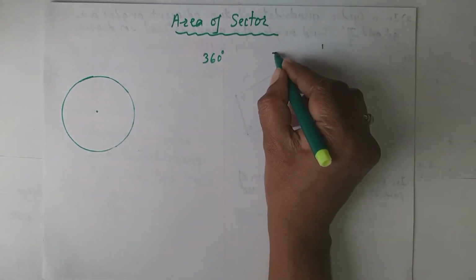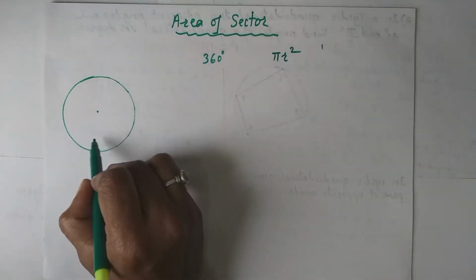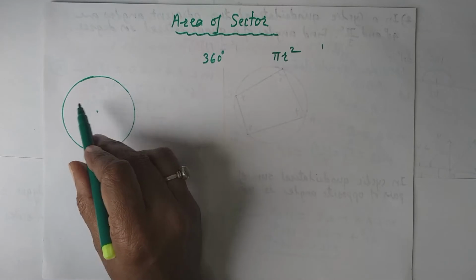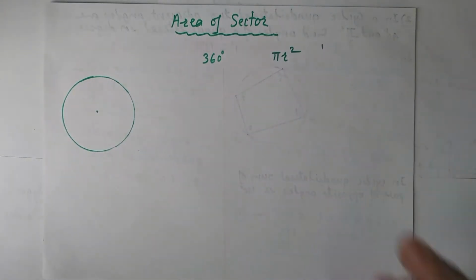And what is the area of a circle? That is pi r square. If there is one complete rotation, then a circle is formed, and the area of the circle is pi r square.